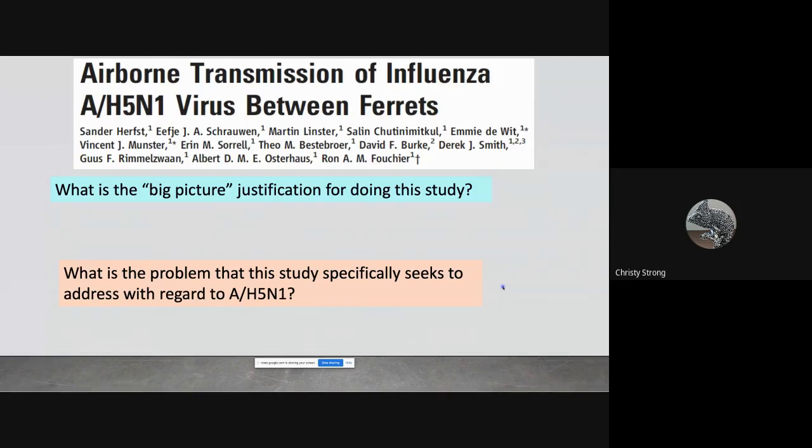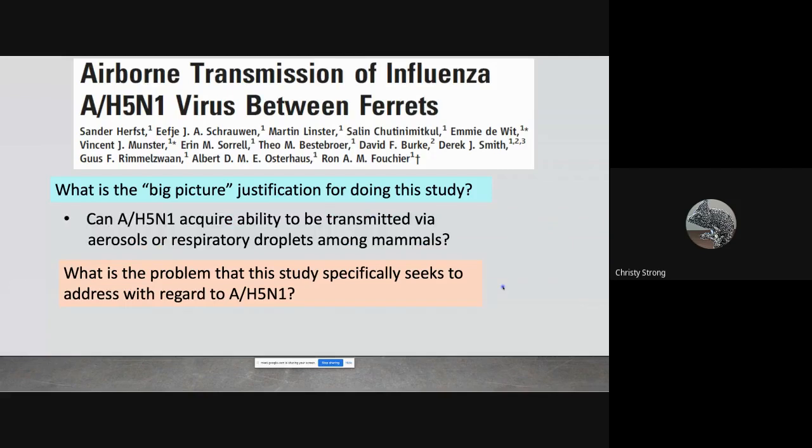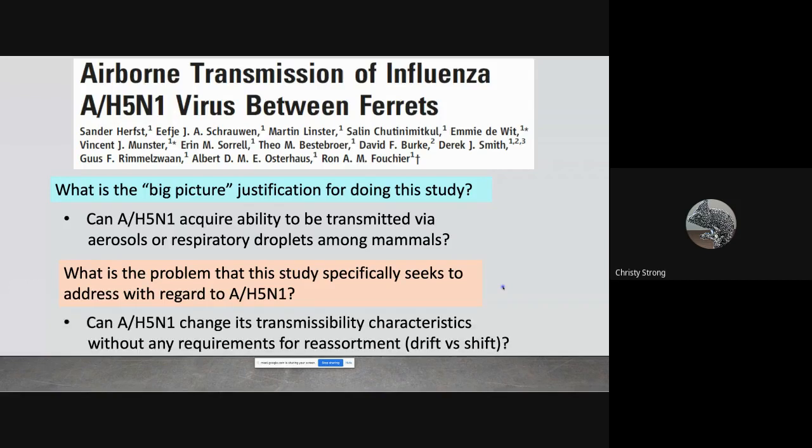So big picture justification for this study by Fouchier was, can it acquire the ability to be aerosolized and pass from mammal to mammal to mammal? So ferrets are fantastic influenza systems, so that's what they're using as their model system. And so here, what they really want to do is they didn't want to study genetic shift, which is where 2 viruses simultaneously infect a cell and swap parts. Instead, they wanted to look at drift. Could this virus population just over time accumulate mutations that allow the virus to be passed from ferret to ferret to ferret to ferret?